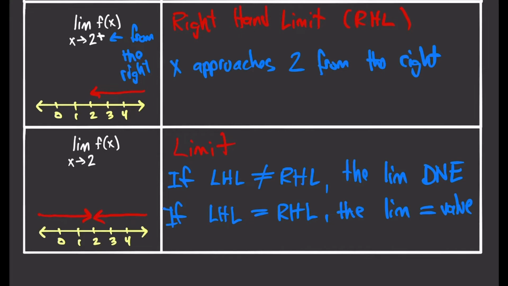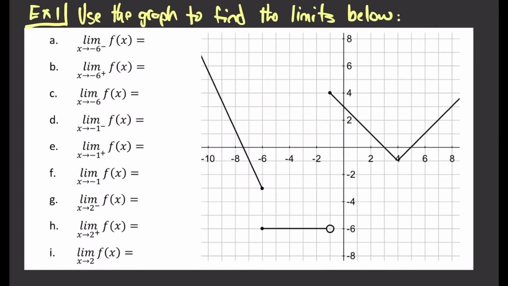Okay, let's take a look at a graph. Okay, so I want to use this graph here to find the limits below. So the first one, the limit of f of x as x approaches negative 6 from the left. So we got to make sure we know what that means. When I see that, that means from the left. Okay, now I'm going to erase that because I don't want this to get really cluttered. You can see there's a lot of writing here.